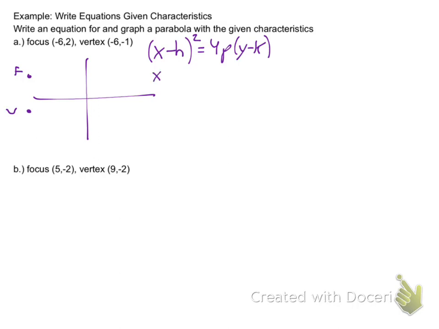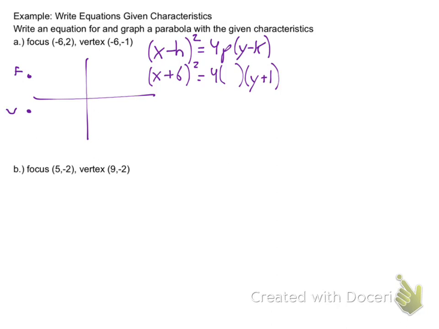So that means this is x plus 6. Yeah, plus 6. 4 times something. We'll figure this out. And y? Plus 1. Plus 1. Can everybody see that all I did was plug in h and k? I don't know p yet.